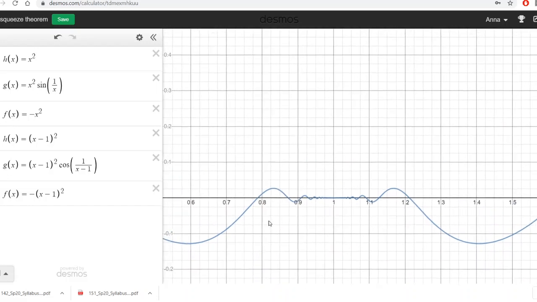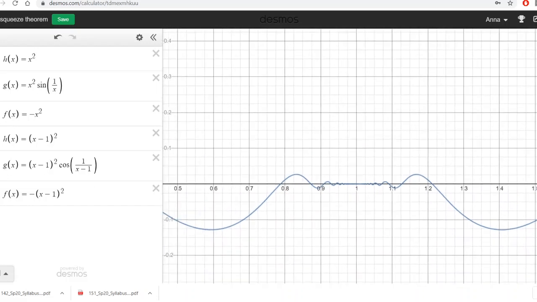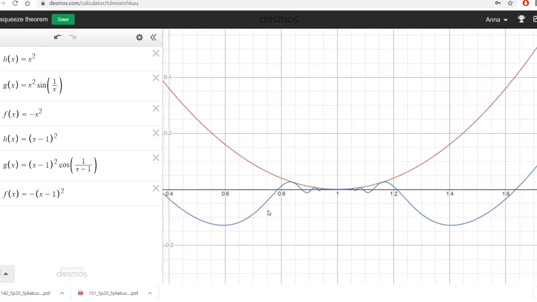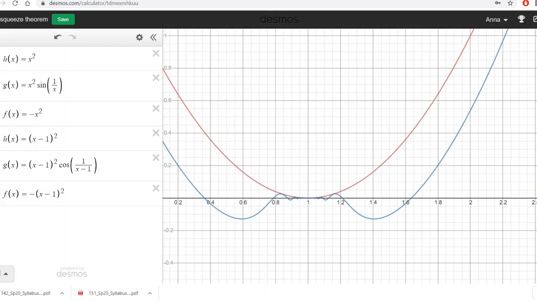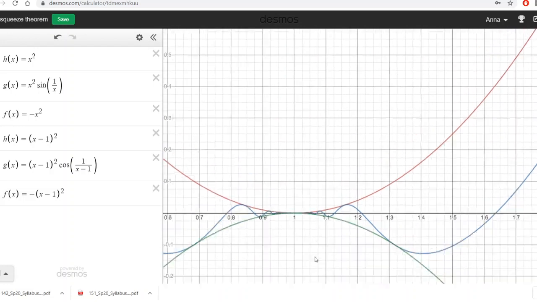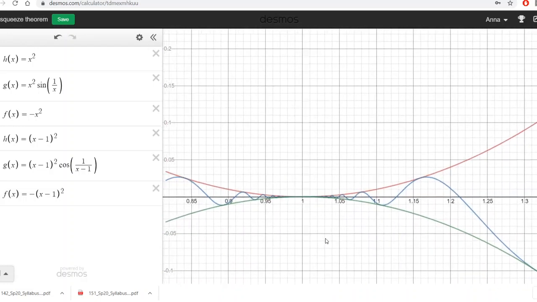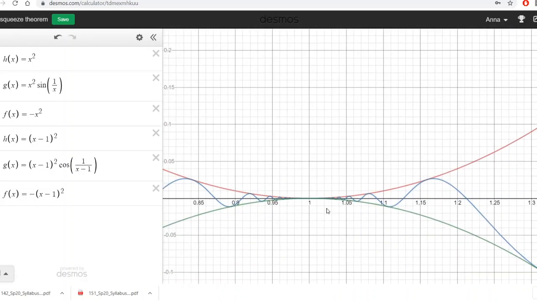It's just shifted over to the right. If we look at positive x minus 1 squared, we see that that's always above. And if we look at negative x minus 1 squared, we see that that's always below. As we get closer and closer to 1, the top and the bottom function are both going to 0. And so that means that the blue function in the middle goes to 0 as well.